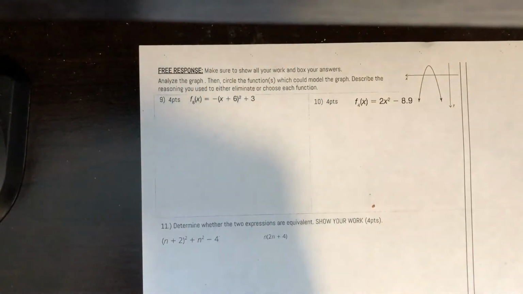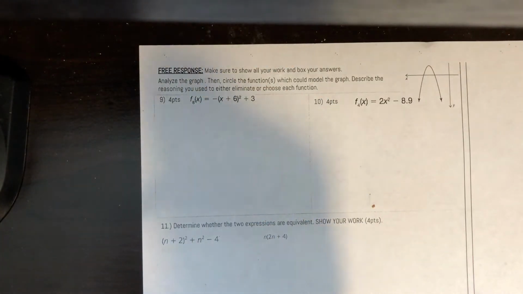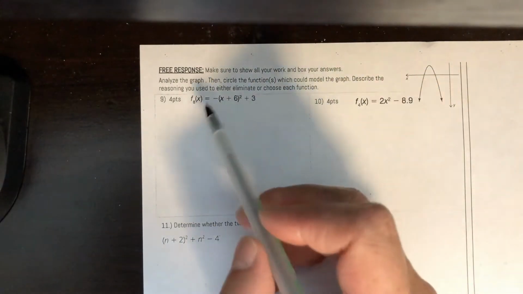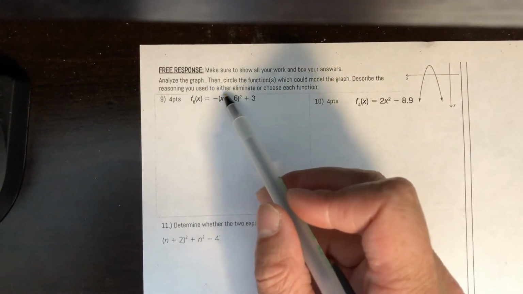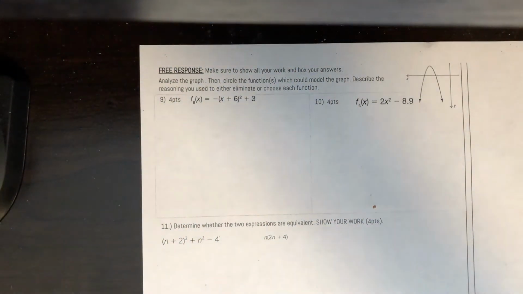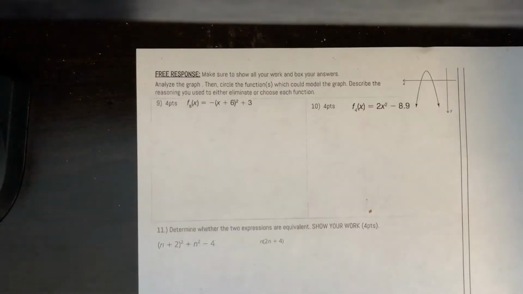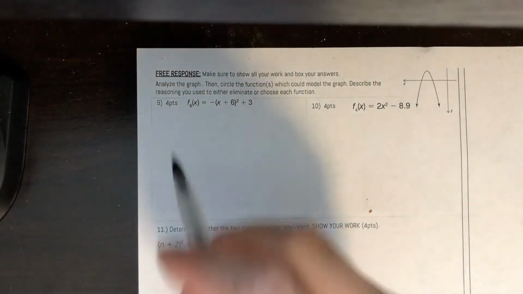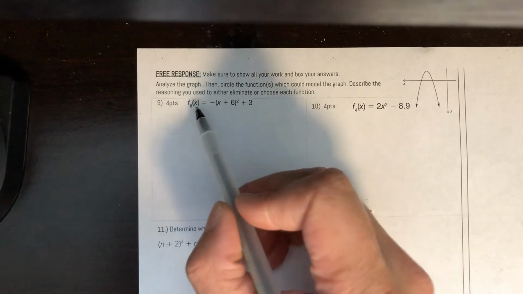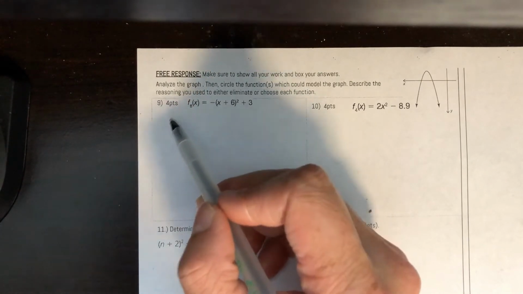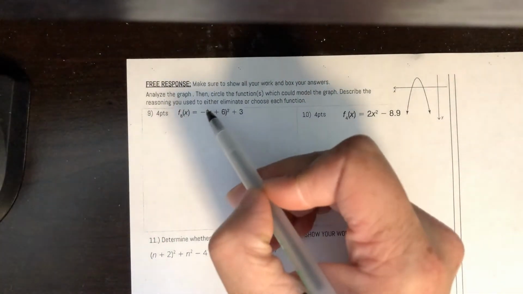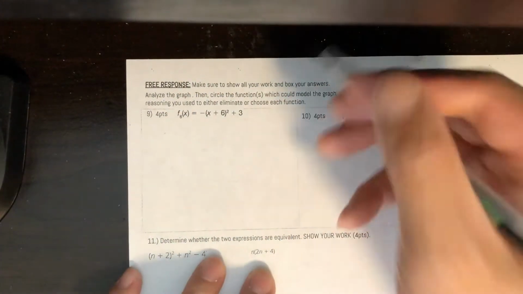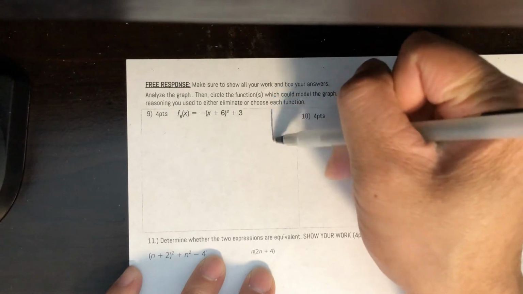Make sure to show all your work in the boxes and box your answers. Analyze the graph. So here's the graph. Then circle the function which could model the graph. Describe the reasoning you use to either eliminate or choose the graph. We kind of worked on these in class. All right, so the first one, that just means the 8th function. Remember, we had a bunch of functions, but some things you could do is you can just graph this one and then see if it matches our graph.